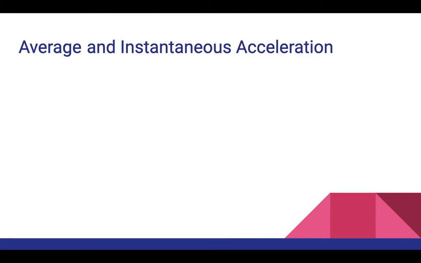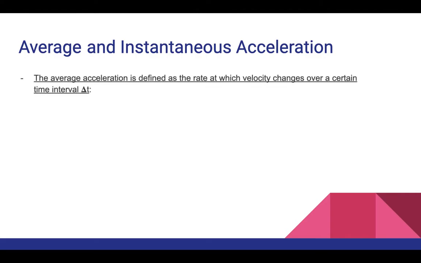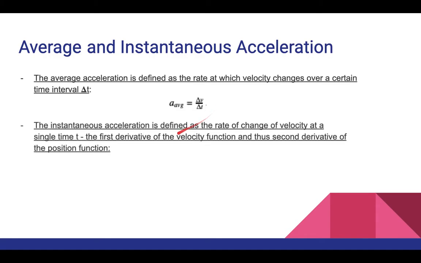Now we move on to average and instantaneous acceleration. Acceleration is defined as the rate at which velocity changes over a certain time interval delta t. So our average acceleration is going to be our change in velocity divided by our change in time. Similar to the last slide, we can define our instantaneous acceleration as the rate of change of velocity at a single time t, the first derivative of the velocity function, or the second derivative of the position function.